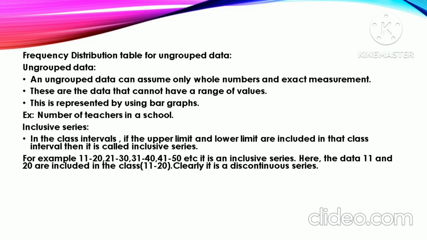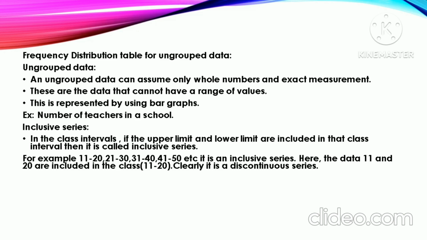Next, we can discuss two types of series. One is the inclusive series and the other is the exclusive series. In a series, if the upper limit and the lower limit are included in the class interval, then it's called the inclusive series. For example, 11 to 20, 21 to 30, 31 to 40, etc. is an inclusive series. Why? Because the data 11 and 20 are included in the class interval 11 to 20.